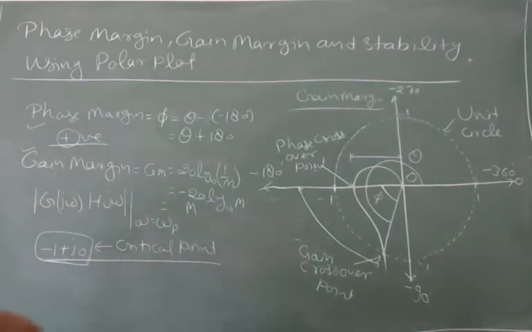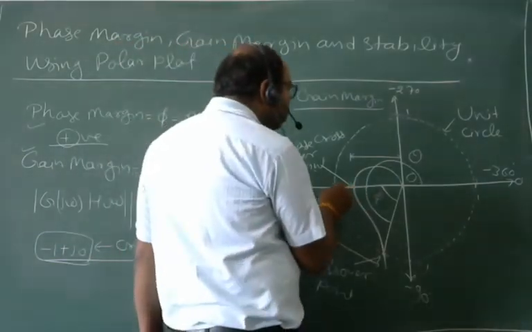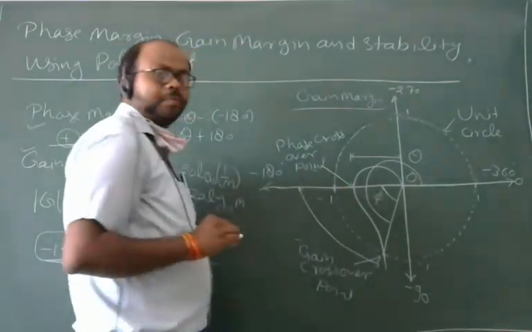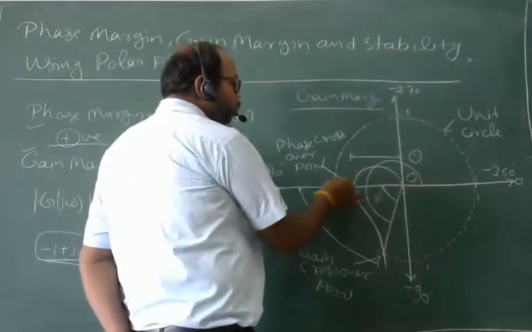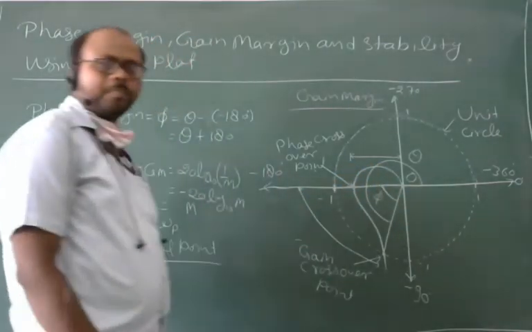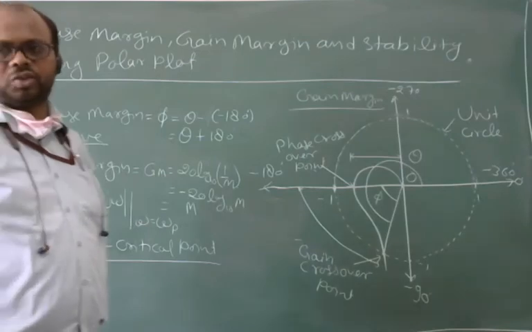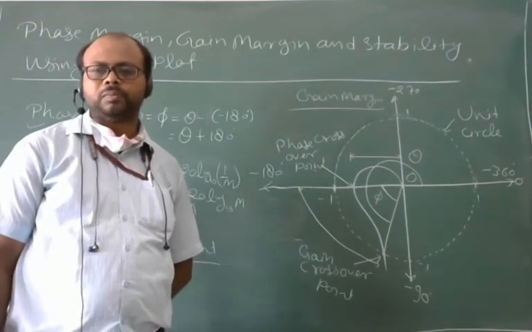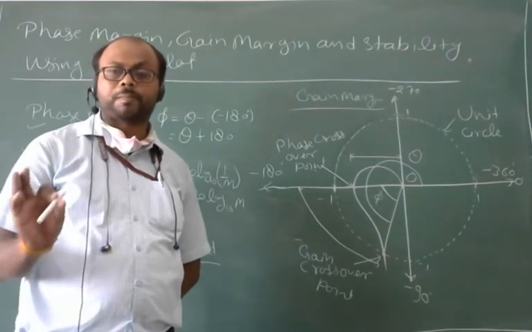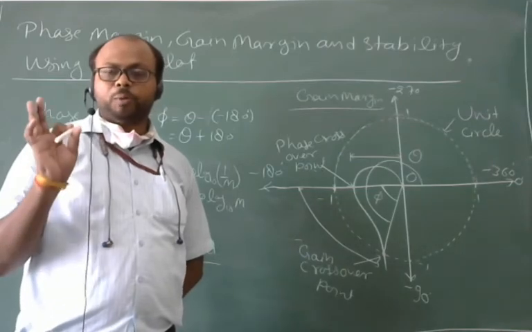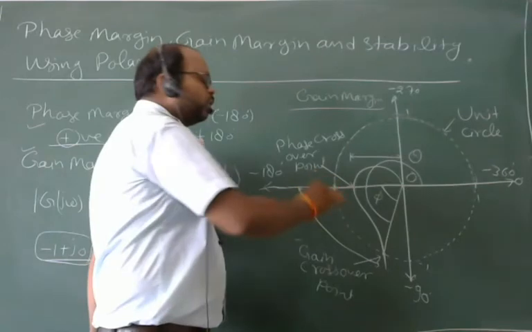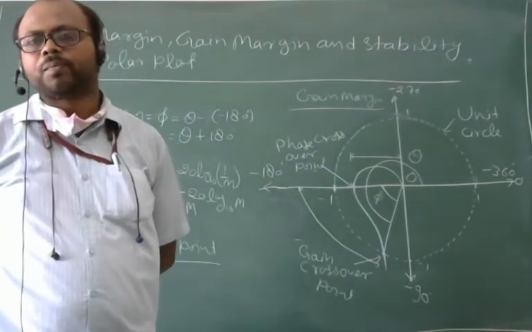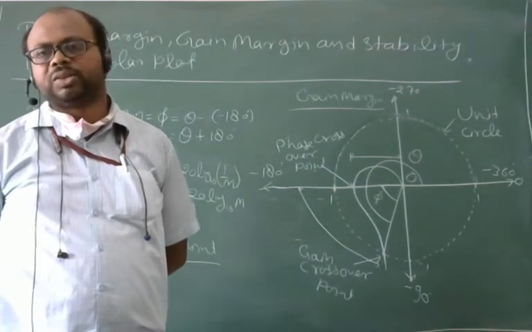If this polar plot includes this point, then the system will be unstable. Look at this. If the polar plot includes the critical point, that is minus 1 plus j0, the system will be unstable.